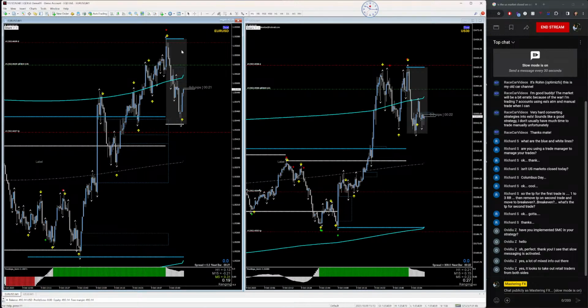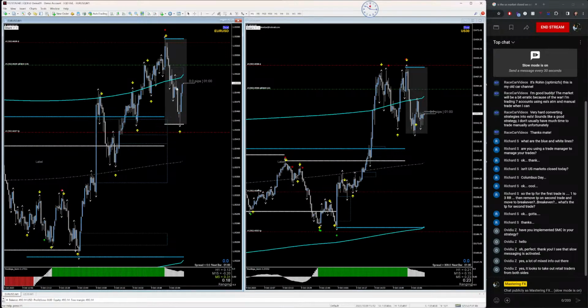So let's see if we get an entry. I would be so excited if this works out. This is my first time actually trading the strategy. But you see how we can combine the silver bullet strategy with the overall strategy that I use, because it gives you additional confirmation that you're looking for a short here.